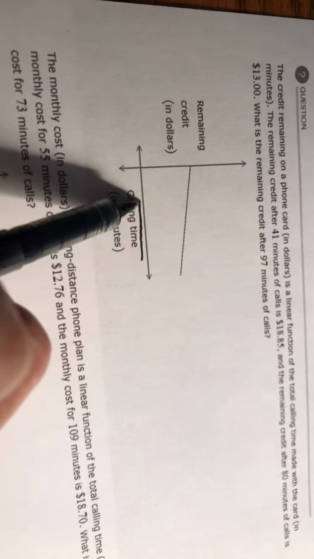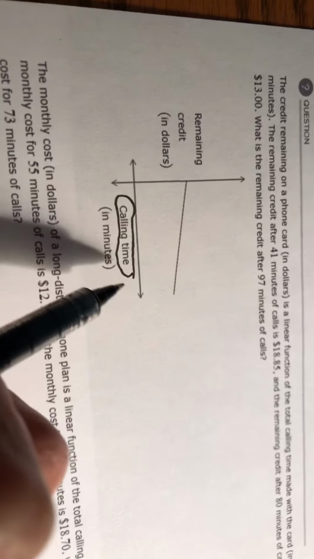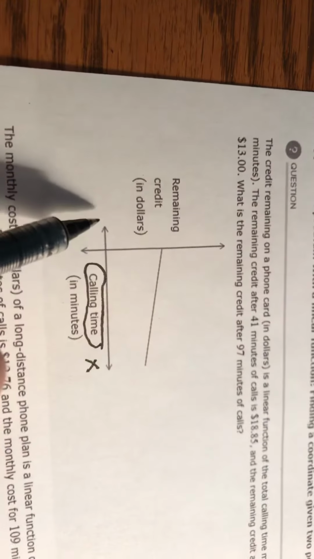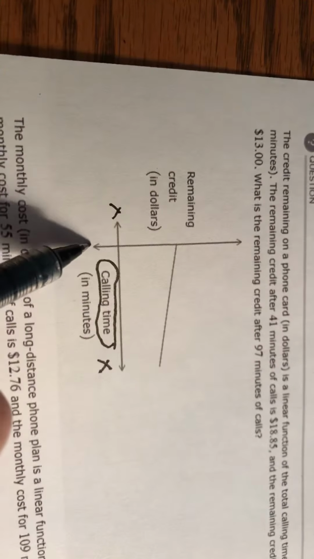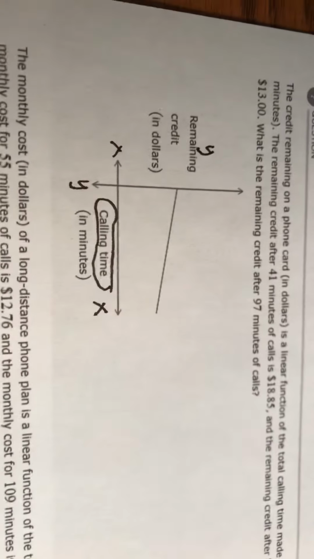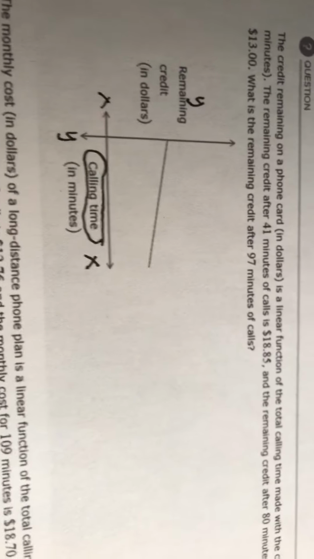Do you see how the calling time in minutes is along the x-axis? So that's basically telling me time is going to be your x. And then going up, this is the y-axis. So the remaining credits in dollars is going to be my y. If you've read these problems, you'll already see that that's the first thing you need to figure out.